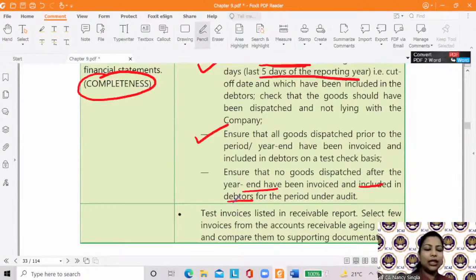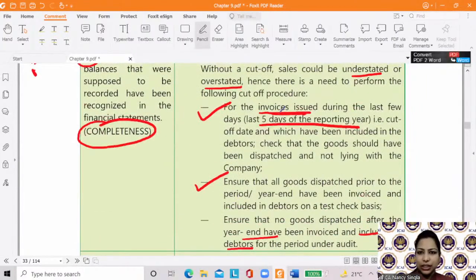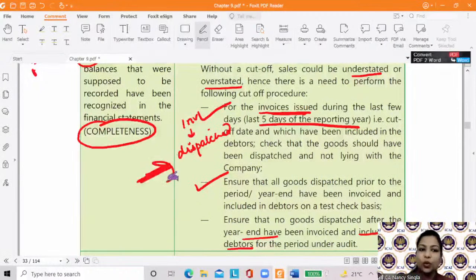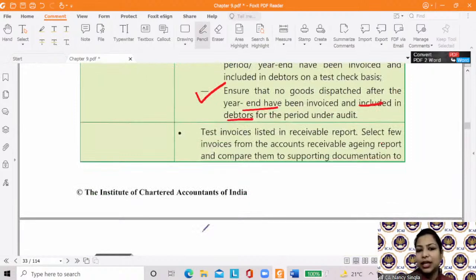Simple, it is one point but in three ways. Let us just have a look again. If invoices have been raised, then goods should be dispatched. It should not be that the goods are lying with the company. Okay, what does the second say? If goods have been dispatched, then invoices should have been raised, and it should come in debtors. Okay, and what does the third say? That if dispatch has happened after the end of the year, then the same should not be included in what? Debtors of this year, because that becomes next year's debtor.